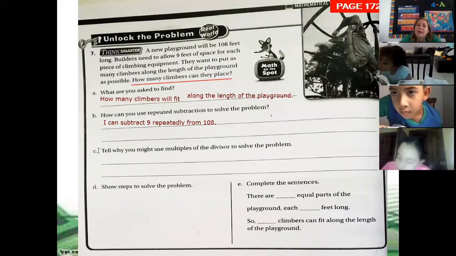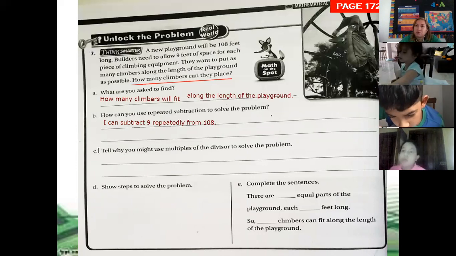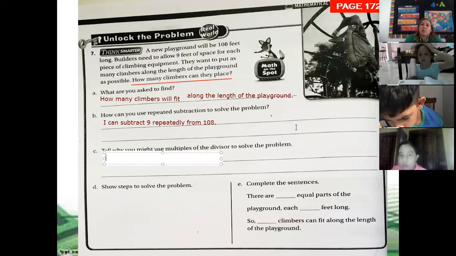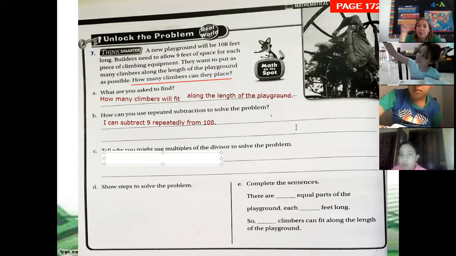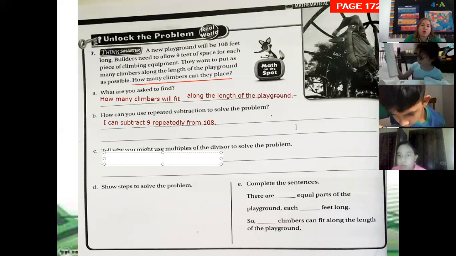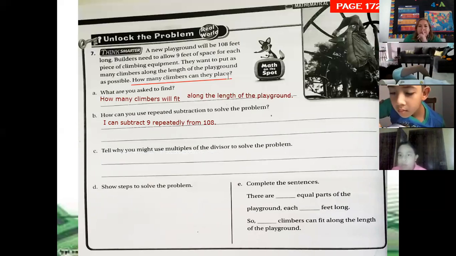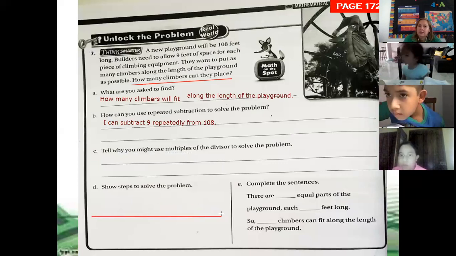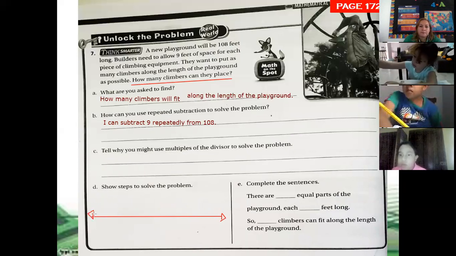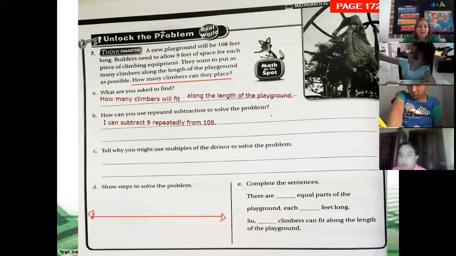Let us see. Tell why you might use multiples of that divisor to solve the problem. Multiples of that divisor. I remember that when we were working with a number line, and we were counting back by a specific number, for example, counting back by 4, one of you mentioned, oh, that's the table of 4, Miss. Yeah, that's correct. That's the table of 4. We were making jumps.